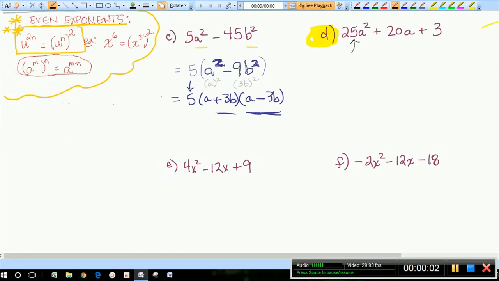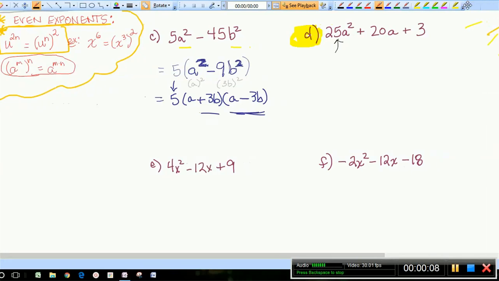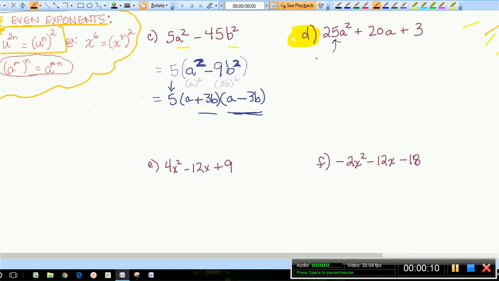All right, example D. Now, this one is a little deceptive in how it looks. If you look at part D here, notice we have a perfect square in the front, in our first term. But when you explore a little further, you'll notice that our constant term is not a square, okay? So this one could be deceiving. You have to be very careful. This will not become 5a plus 3 squared, okay? This is not the way this one will work. This one, you'll have to use the box method or AC method, okay?